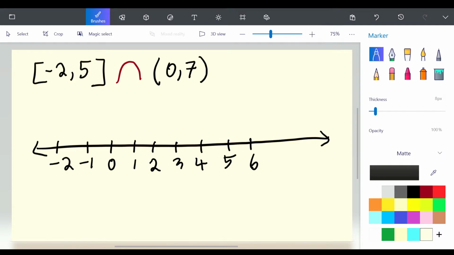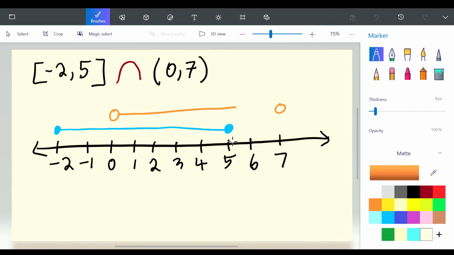And the biggest number is 7. The first interval includes -2. We're going to put it like this. It goes until number 5, so it includes number 5 as well. The interval starts from -2 and ends at 5. And then the second interval starts from 0 to 7. Note that this interval is an unbounded one, which means it doesn't include 0 and it doesn't include 7. So the numbers are in between 0 and 7.